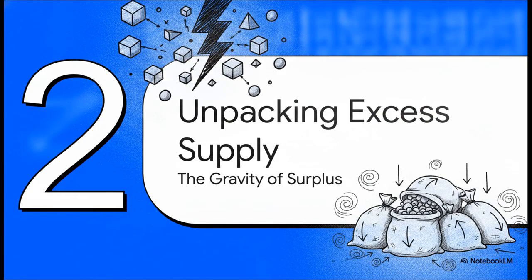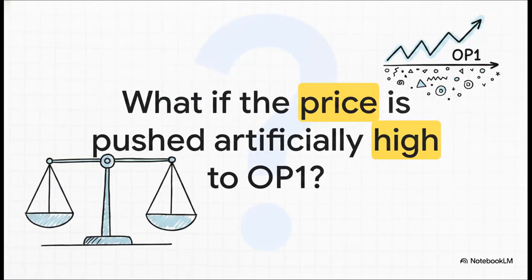Section 2. Unpacking excess supply. The gravity of surplus. But hey, we all know the real world is messy, right? Perfect harmony rarely lasts forever. So what happens to our perfectly balanced system if the price doesn't just stay at OP, but instead gets pushed artificially high, all the way up to a new price line we'll call OP1? Well, buckle up because we are about to witness a super fast transition from perfect stability to absolute market chaos.